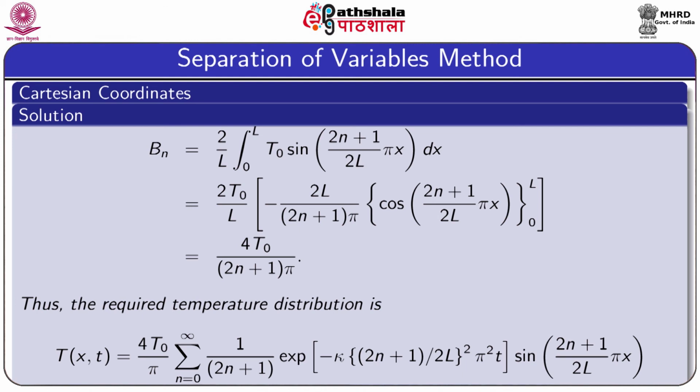So, putting this value of Bn in the solution, we obtain the required temperature distribution as capital T equals, which is written here.